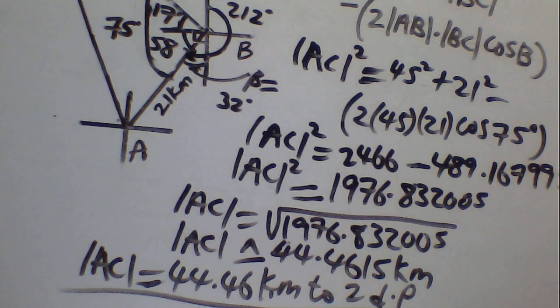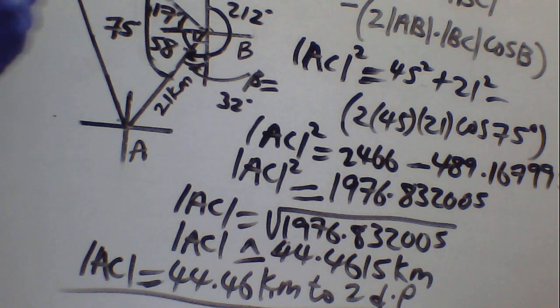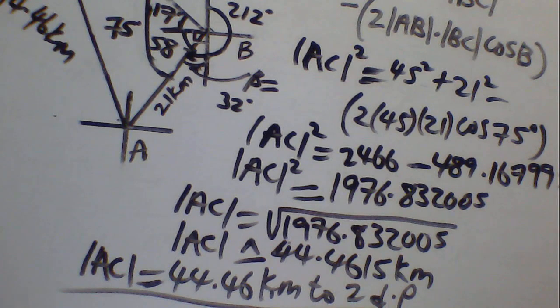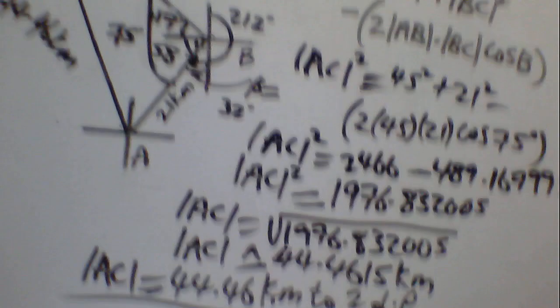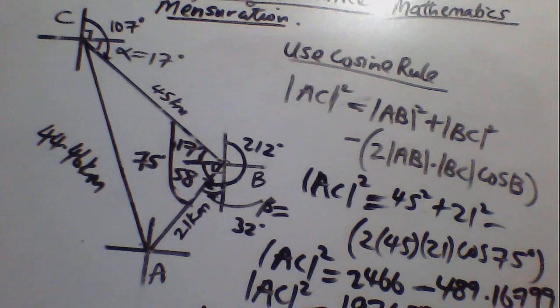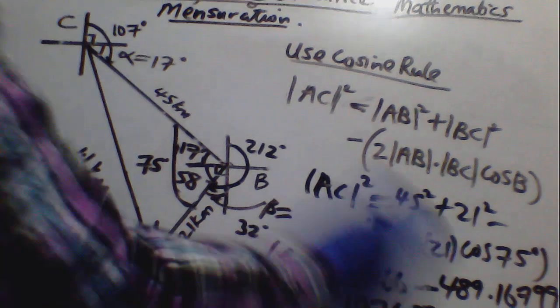Now you have gotten the distance of the boy from his house. The distance of the boy is 44.46 kilometer to 2 decimal places. The next thing is to find the bearing of the boy from his house.